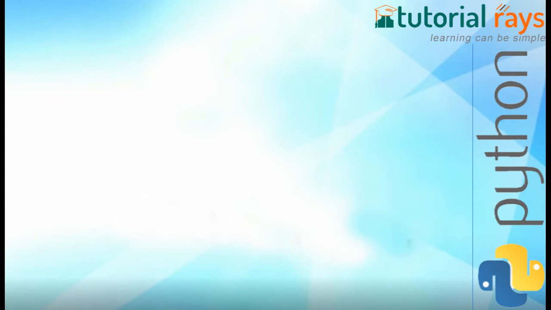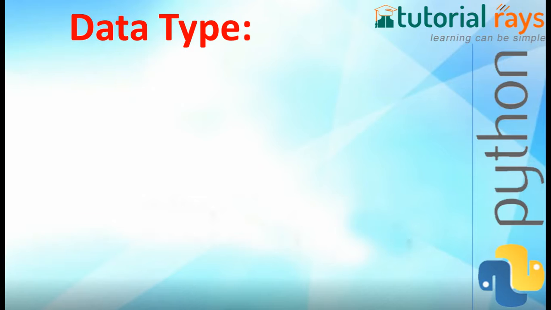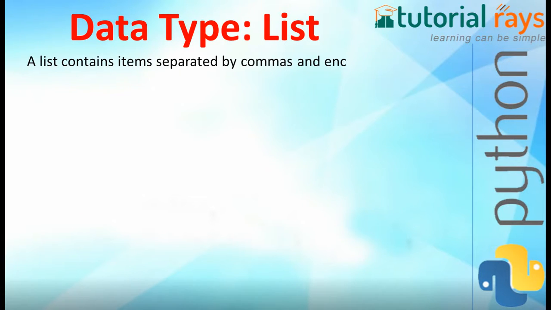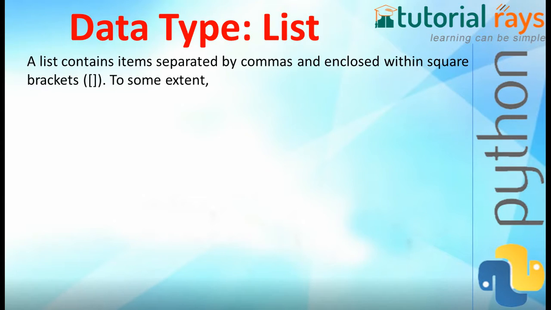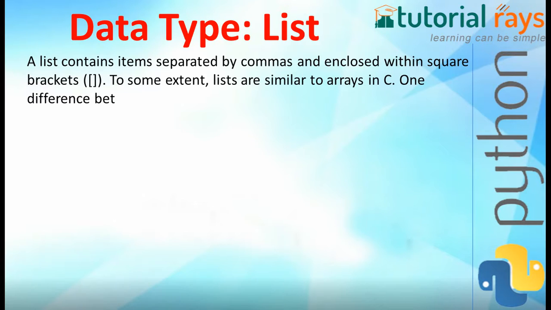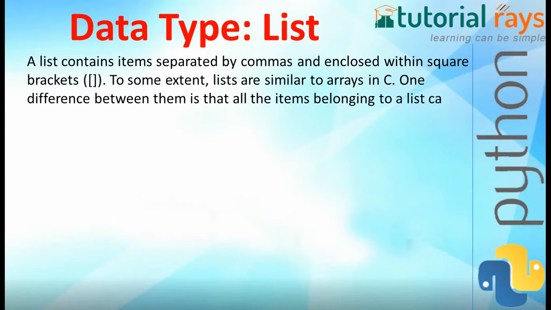Back to Python tutorial, and in this video you are learning about data types in Python. So in this section you are going to learn about list. A list contains items separated by commas and enclosed within square brackets. To some extent, lists are similar to arrays in C.